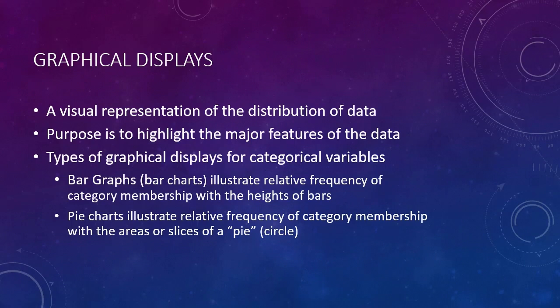Bar graphs illustrate relative frequency of category membership with the height of bars. Pie charts illustrate relative frequency of category membership with the areas or slices of a pie, that is, a circle.